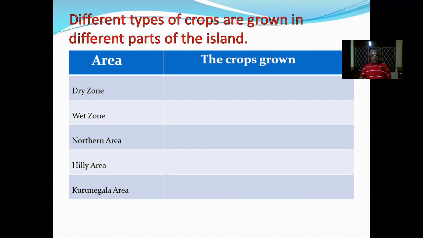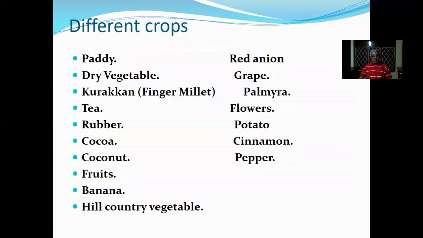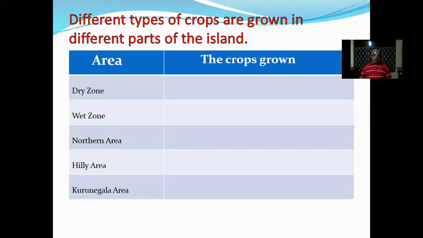Then a small table is given again for your benefit. Areas are given: dry zone, wet zone, you know dry zone Veli Kalape, wet zone Tet Kalape, northern area Uttar Pradesh, hilly area Kandukara Pradesh, or another term, hill country, Kurunagal area. Like that, several areas are given. Then different crops are given. Now you know what to do. You will have to read and understand the types of crops. Then you will have to write the type of crops grown there.